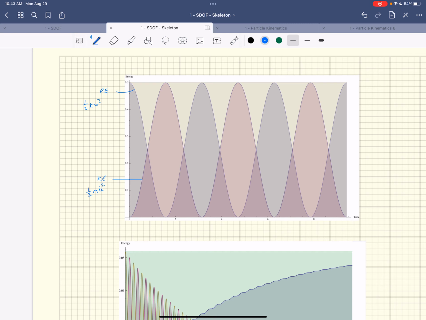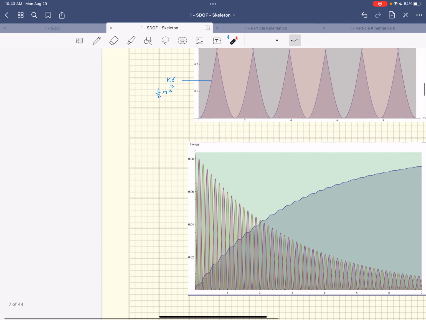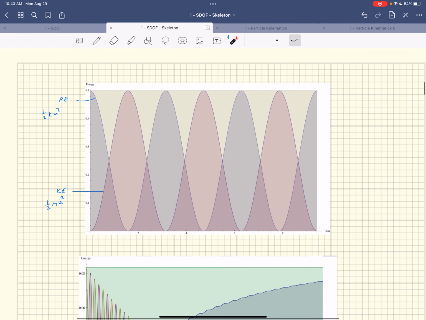Right at the beginning, when you start out, in this case I've displaced it 0.5, it has all potential energy and the kinetic energy is zero. Then as the potential energy goes down, the kinetic energy ramps up, so that's when it's moving in the opposite direction. But if I take the kinetic energy and the potential energy and add them together, they add up to the total, and they're always equal. It's showing that when it oscillates, energy is always conserved.